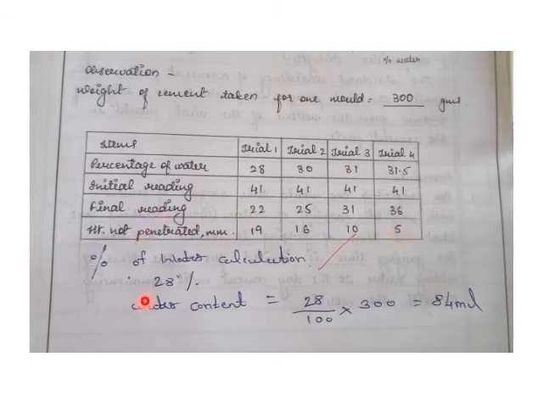Then see, I have shown you the percentage of water calculation. For 28%, the water content is 28 by 100 into 300. So the water calculated is 84 ml. Similarly, do it for all the percentages.